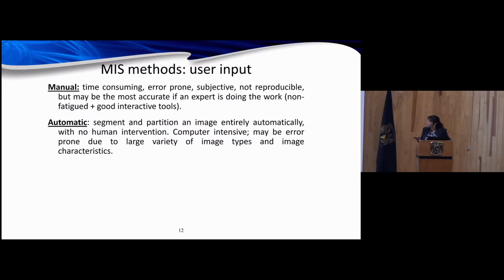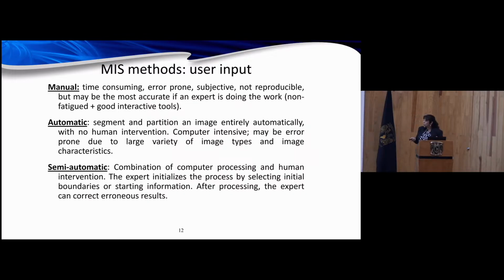They segment and partition the image with no human interaction, and semi-automatic, which is a combination. There's a little support from the human person, like saying, here, this is where I want to segment, no? And they do a scribble of something. And then the idea is that they are automatic or nearly automatic. They don't need that much interaction.